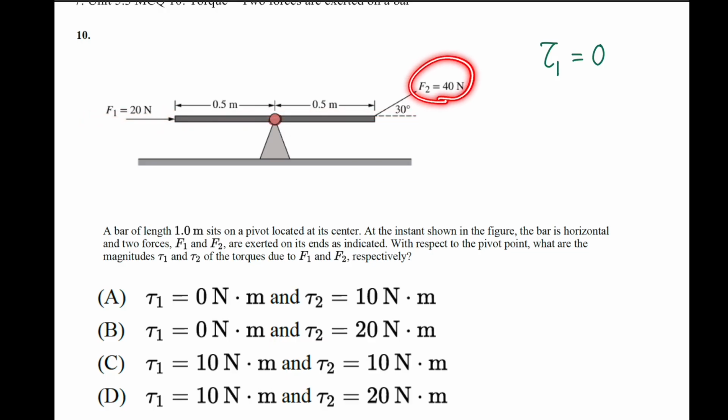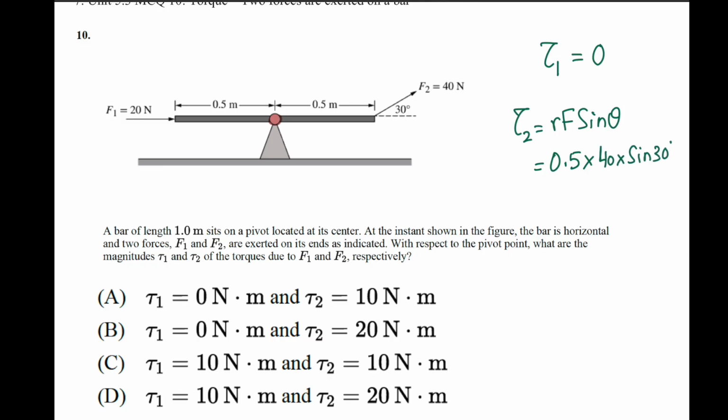Now for F2, we can see that it's at a distance of 0.5 meter. It's making an angle of 30 degrees. So we can just use the formula: torque is equal to r F sine theta. R here is the distance from the pivot, which is 0.5. F is the force itself, which is 40, times sine 30. So that should come out as 10, and the unit is newton meter for torque. So that's our part A.